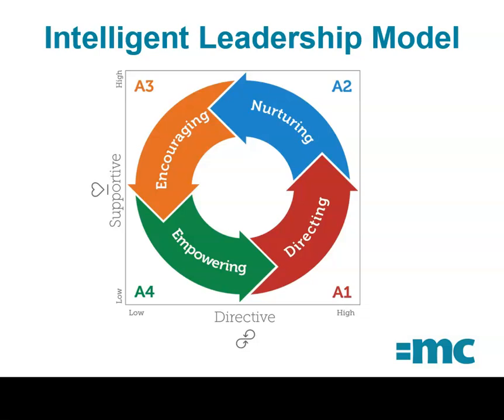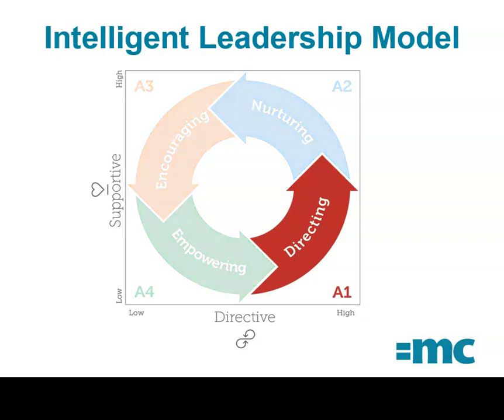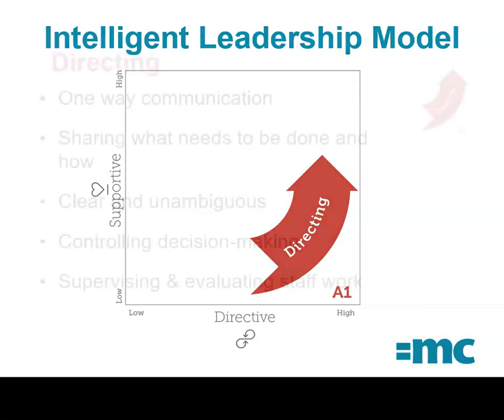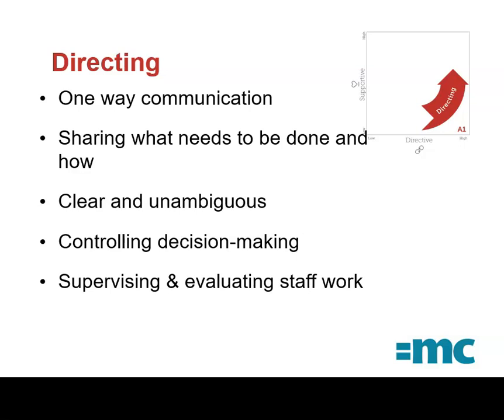So let's start with the first choice of combining high directive behavior with low supportive behavior, otherwise known as the directing approach. This is the bottom right slice of our DAO. When using high directive behaviors, you'll be using mainly one-way communications to share what and how something needs to be done. You'll need to be clear and unambiguous in your instructions. In this situation, as the manager, you are taking full responsibility for deciding what needs to be done, how it needs to be done, and by when.